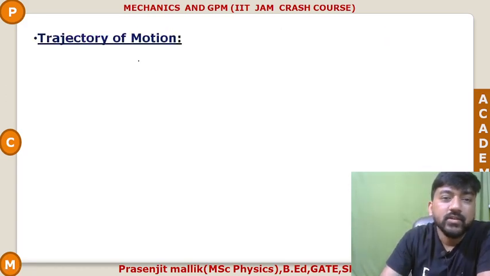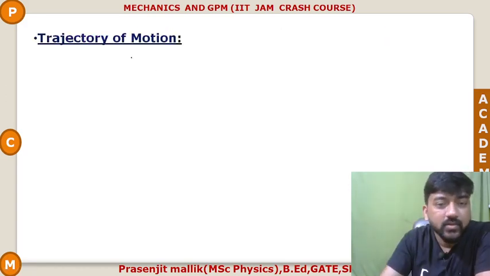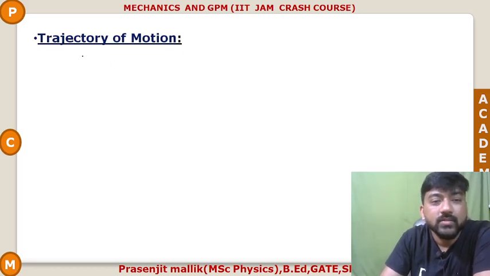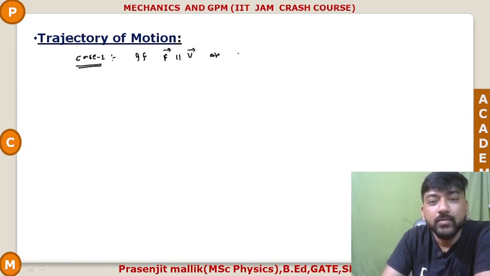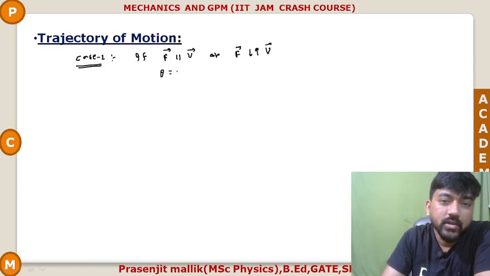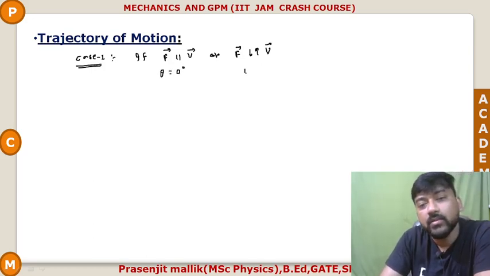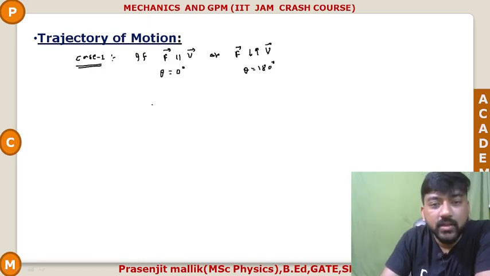So there are various kinds of trajectory of motion, and there are different cases. Let me tell you one by one. In case 1, f is parallel to v or anti-parallel to v. That means the angle theta between f and v is 0 degrees if f is parallel to v, and 180 degrees if f is anti-parallel to v. Suppose we have an object something like this. Again, let me draw the same picture.